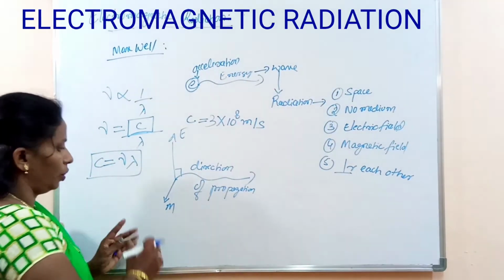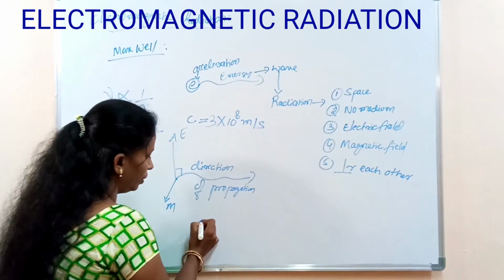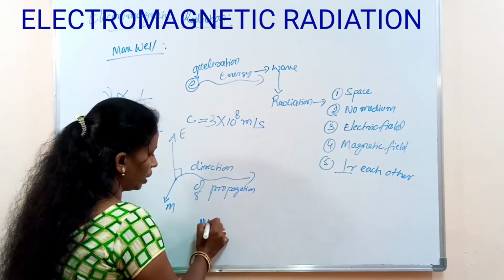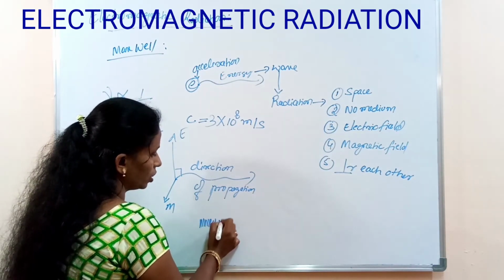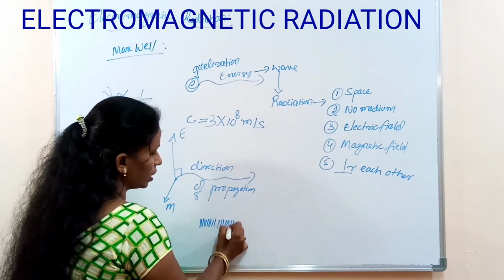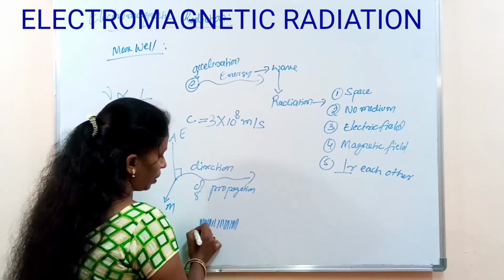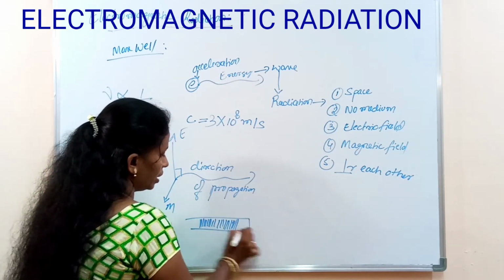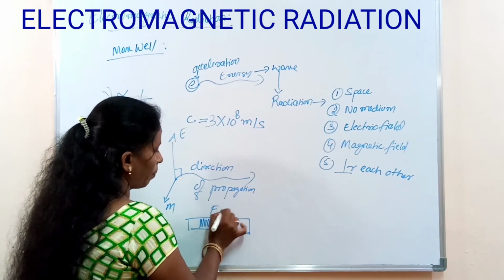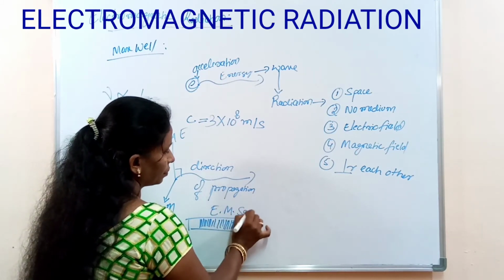If we arrange a series of electromagnetic radiations in increasing order of their wavelength or frequency, then we get a series. That series is called the spectrum, the electromagnetic spectrum.